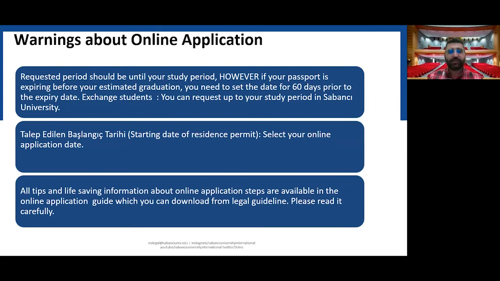And the last step of the online application, the system will ask you what is the duration of your stay. For exchange students, it's generally 3 months. If you write an email to Legal, I will tell you what the expiration date should be. And if you are a master's student, you can enter 2 years or 3 years. If you are a PhD student, you can enter a maximum of 3 or 4 years.